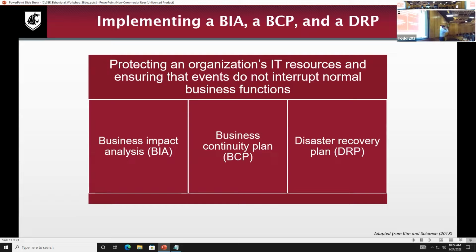But we get a plan. We get the checklist. We know what we're going to do when those things happen. We know who's responsible for what. We know where the temporary headquarters is going to be. We know all these sorts of things, but how do we know it's going to work?